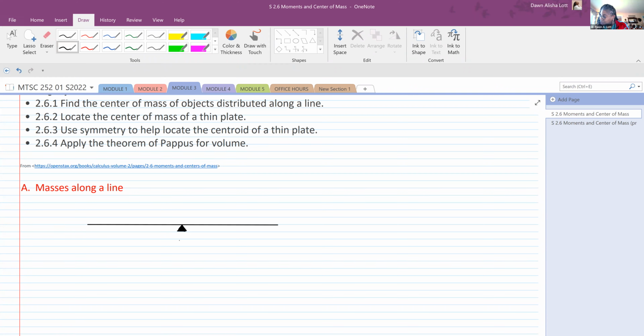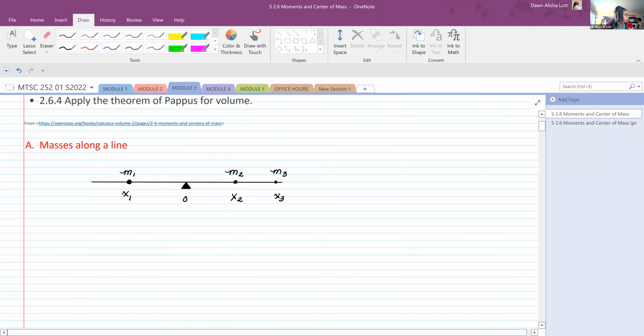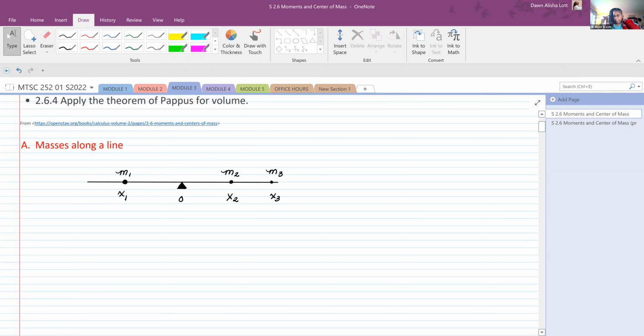Okay, so this is going to be 0. And I'm going to put a mass right here, M1, at location X1. I'm going to put another mass right here, M2, at location X2. And I'll put another mass right here, M3, at location X3. Okay, so these three masses are going to want to rotate based on how far they are and how heavy they are.